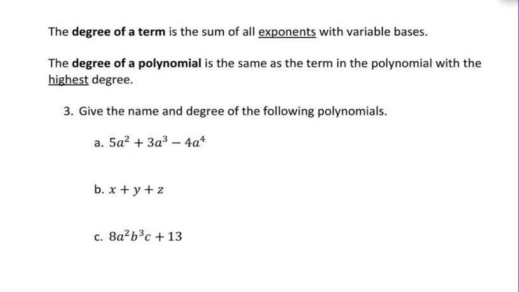Another thing we need to look at is the degree of a polynomial. But first, the degree of a term is going to be the sum of all exponents with variable bases. And then the degree of the polynomial is the same as the term in the polynomial with the highest degree. So we have to find the degree of every term and then choose the highest. Variables that have exponents are the only thing that matters.